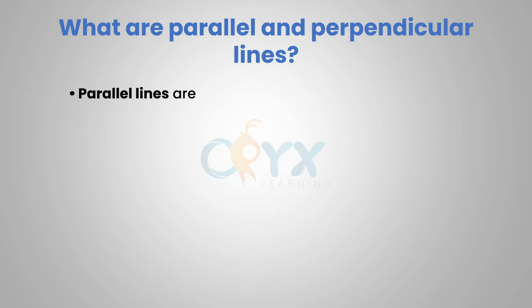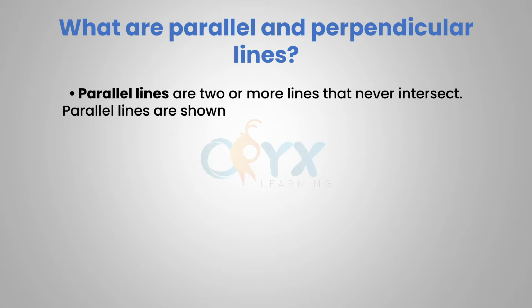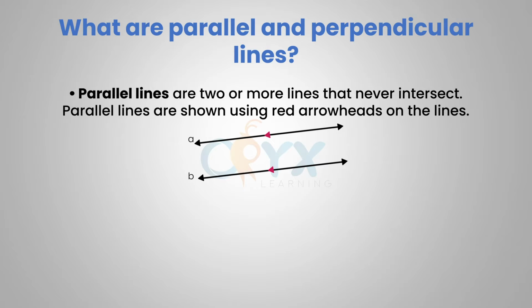Parallel lines are two or more lines that never intersect. Parallel lines are shown using red arrowheads on the lines. As we can see in the example, line A and line B never intersect and are therefore parallel, and we can represent this with the red arrowheads.